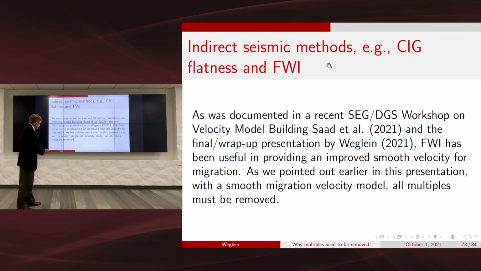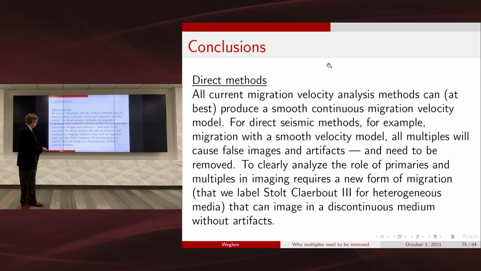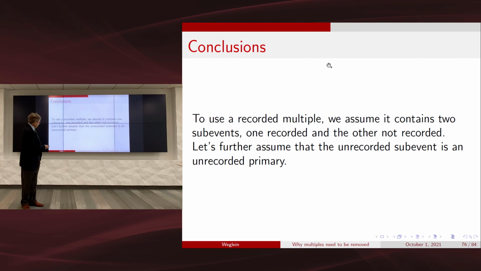So what this says is, either initially or ultimately, all multiples must be removed in all indirect seismic methods, okay? FWI uses multiples, but when you finish, you have a velocity that requires, when you image with that velocity, multiples need to be removed first, okay? So we summarized this already.